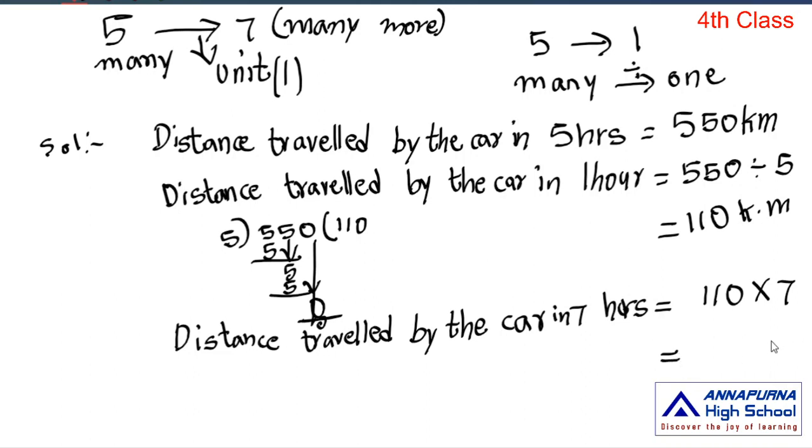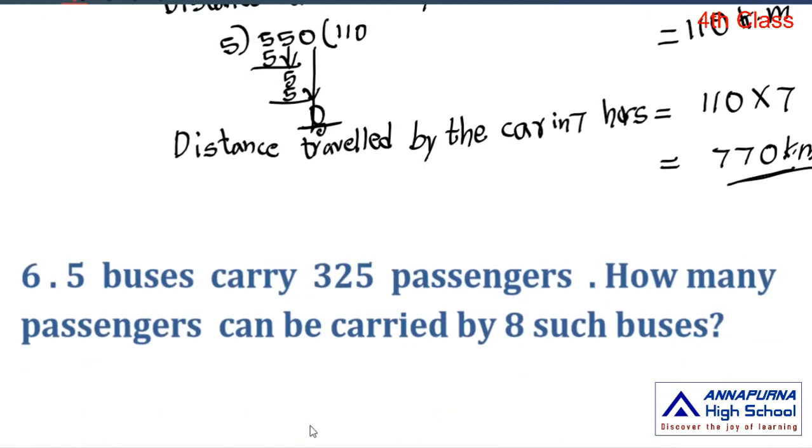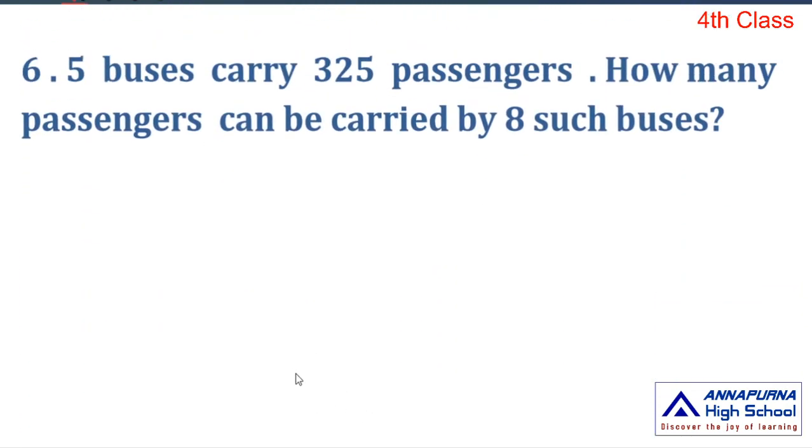So 7 zeros, 0. 7 1s are 7. Again 7 1s are 7. So how many kilometers are traveled in 7 hours, ma? 770 kilometers. Okay, children, do you understand, ma? Okay, let's move to the next sum.